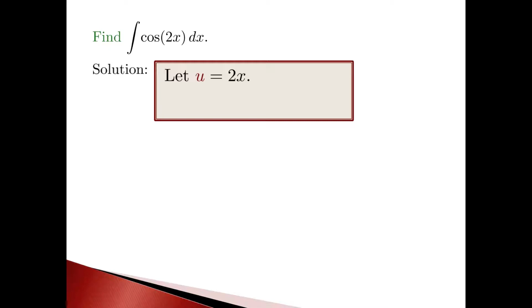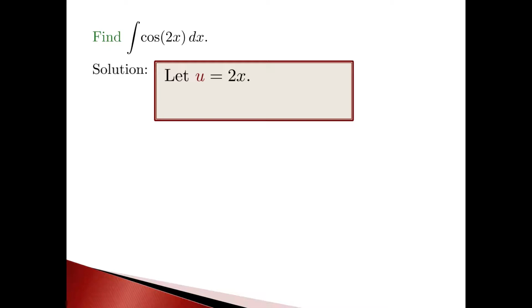It's the same thing here. I can't just look at that cosine and turn it into a sine, right? Because that's not how the chain rule works. If I took my answer and took its derivative, I wouldn't get back to what I started because of the chain rule. So, slowly and carefully, I let the u, the stuff inside my cosine, be my 2x, okay? There's my stuff inside the cosine.